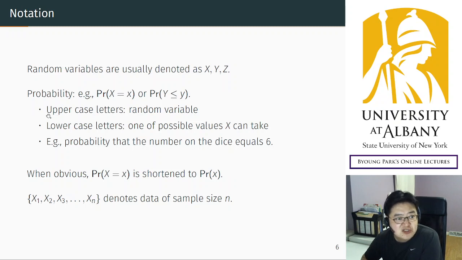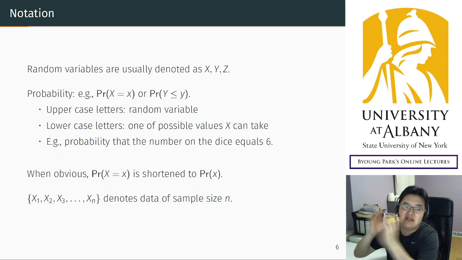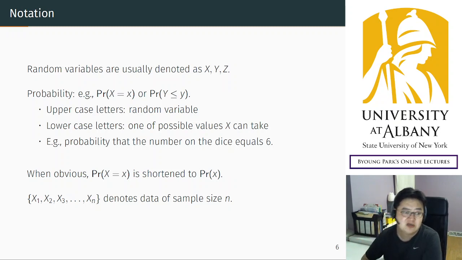So the usage of uppercase and lowercase letters is different, and I will try my best to stick to these two principles: using uppercase for a random object and lowercase for a fixed number, just one of the possible values. Keep that in mind. Later, the distinction becomes more important because you have to tell what is random and what's not to calculate the probability. And whenever obvious, I may shorten the probability that random variable X equals lowercase x, and simply drop the random variable, because when in the context there is only one variable, I don't need to denote it. Then I will rewrite it this way.